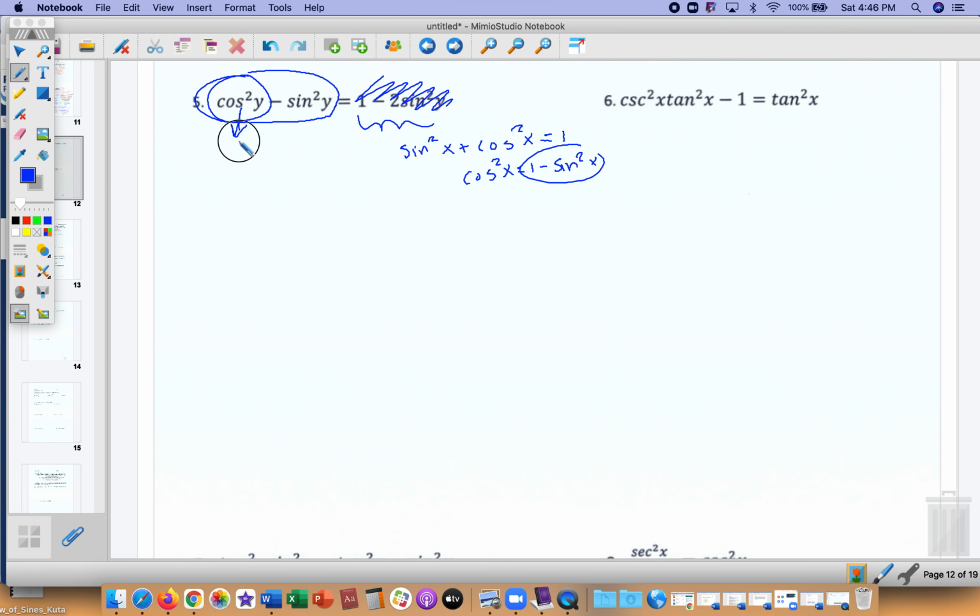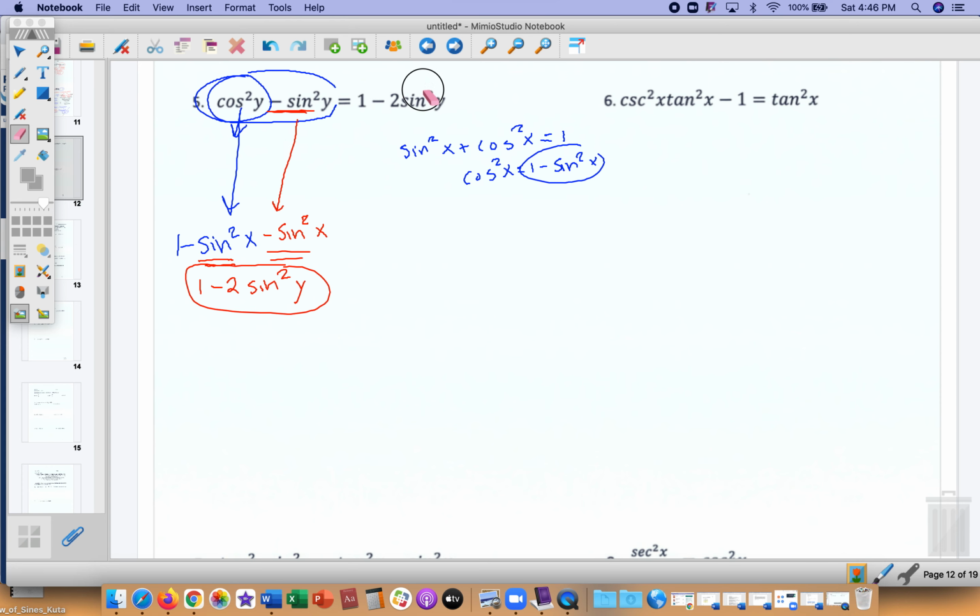We can do substitution. So we have 1 minus sine squared x, the minus sine squared x drops down. So then I have 1 minus, I have 1 sine squared, another sine squared, so I have minus 2 sine squared x or y. And that is what we had on our right-hand side. So check, we're done. Let's try number 6.